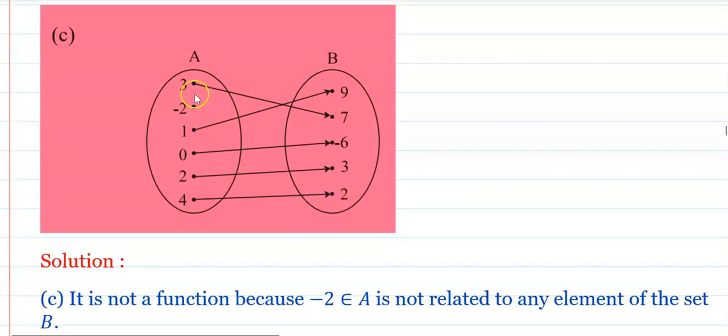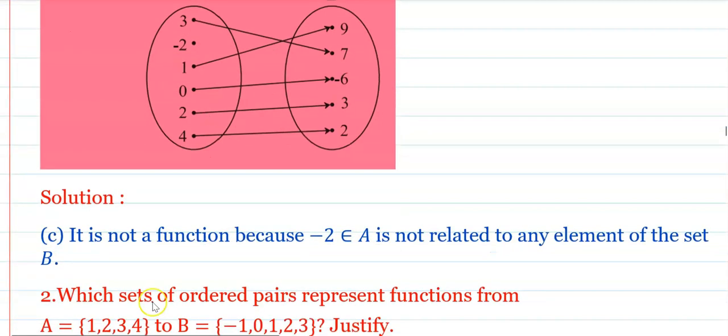Next, see this here. The image of 3 is 7 and the image of 1 is 9, the image of 0 is minus 6, the image of 2 is 3, and the image of 4 is 2. But minus 2, which belongs to the set A, has no image, and that's why it is not a function. So here we say that it is not a function because minus 2 belongs to A and is not related to any element of the set B.